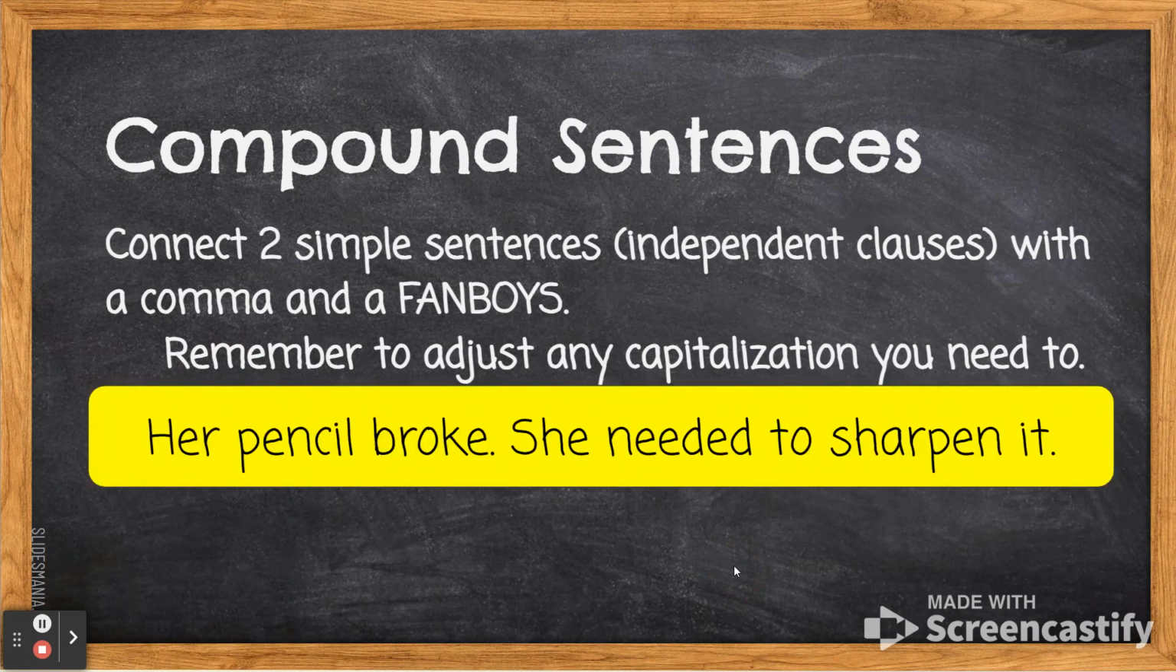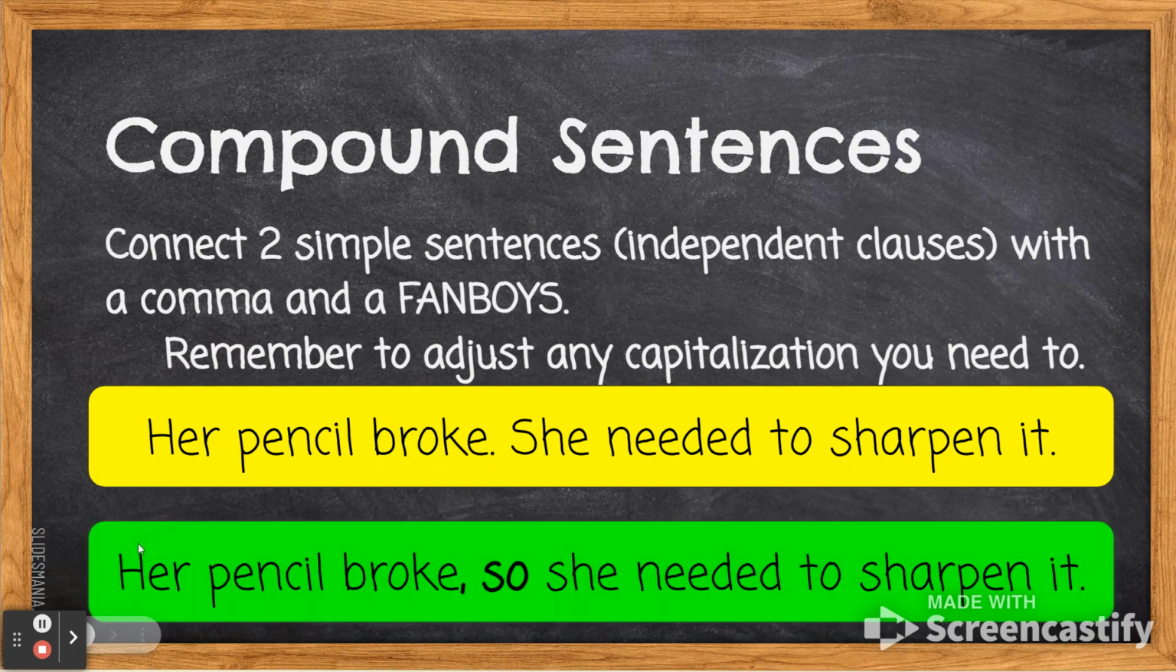Here's an example. Her pencil broke. She needed to sharpen it. We want to connect these with a comma and a FANBOYS, so that it looks like this. Her pencil broke, so she needed to sharpen it. A few things to notice. We have the comma here after the first independent clause, then the FANBOYS, and we have also made "she" lowercase. It's capitalized in the first example because it's the beginning of a new sentence, but here it's the middle of a sentence, so it doesn't need that capital anymore.